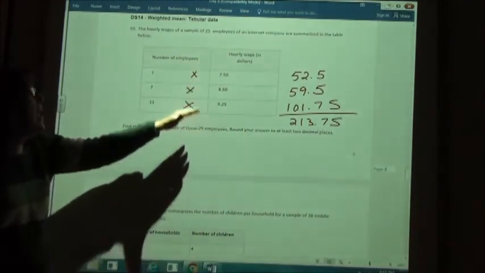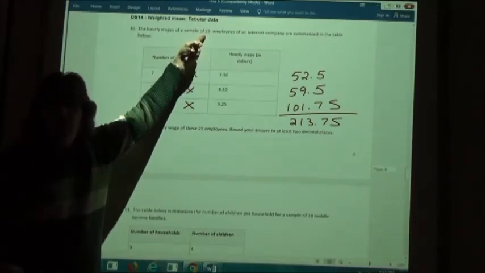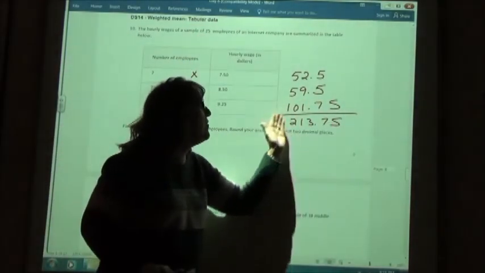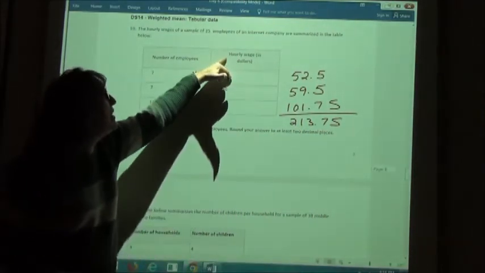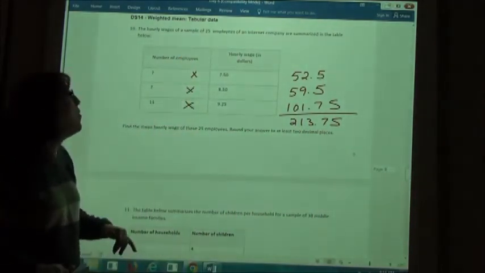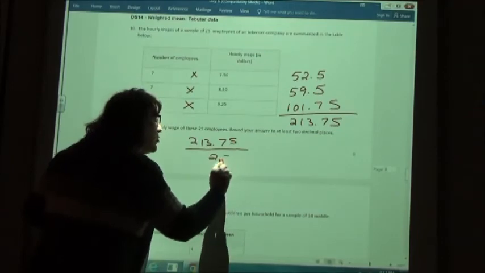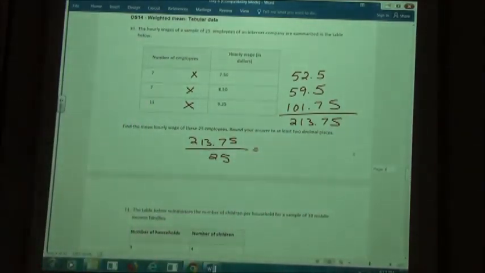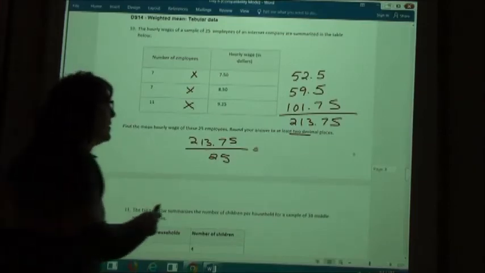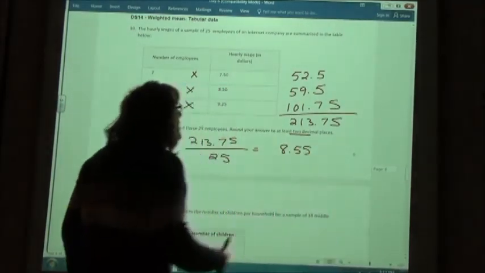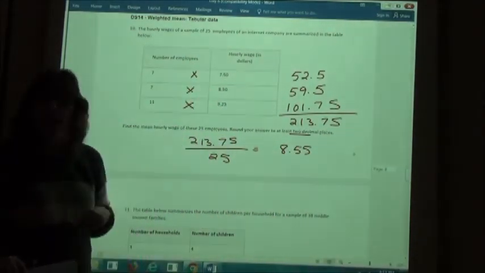Now that is the sum you would get if you took 750 plus 750 plus 750 of them and so forth. We really have a total of 25 employees. So if this is the total amount that they made for their hourly wage, and we had 25 employees and we want to find the mean or the average, we are going to take our $213.75, divide it by our 25 employees. That will give us the average pay for the employees per hour. We are going to round our answer to 2 decimal places. And so if you divide that out and round that off, you would have 8.55. In other words, the average hourly wage would be $8.55.